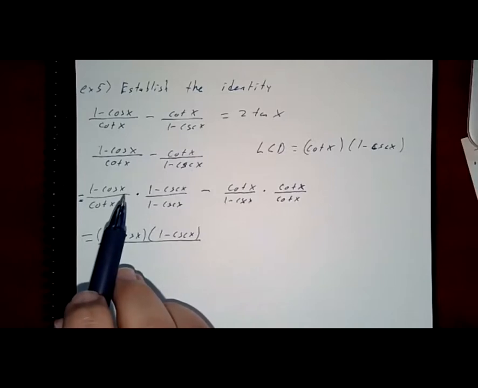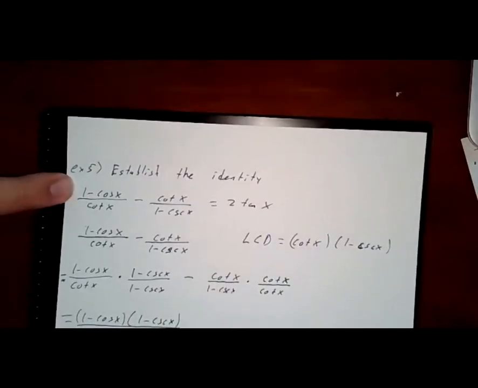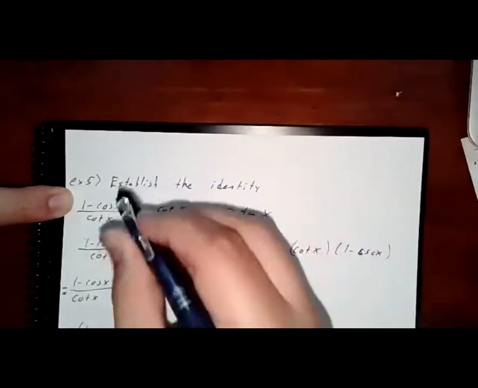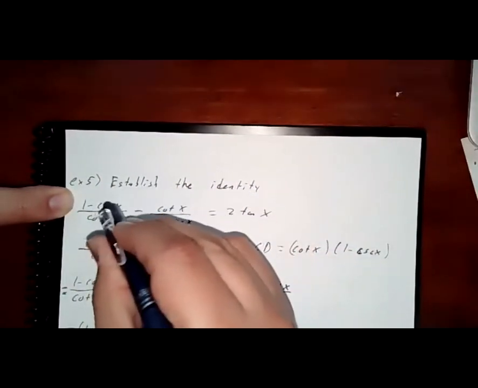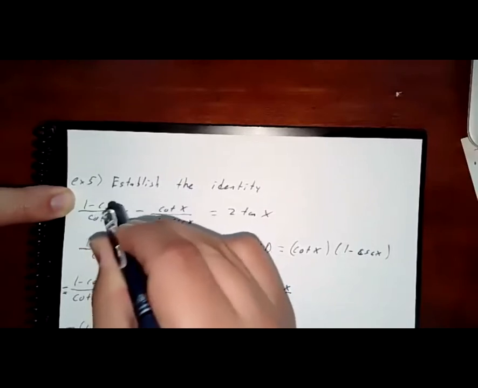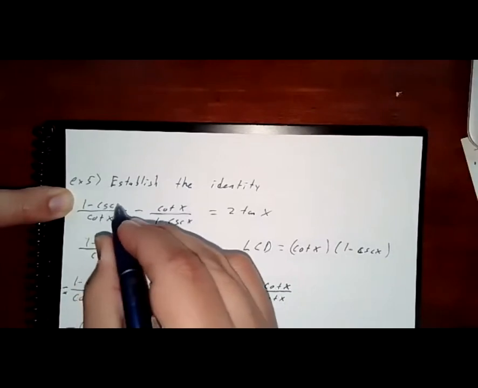Let me double check this question. Oops. Yeah, I made a mistake. Sorry. Not a big one. Don't worry. This is not cosine. This is supposed to be cosecant at the very beginning. So wherever you see cos, put cosecant. Sorry about that. They kind of started blending together in my head for a second.